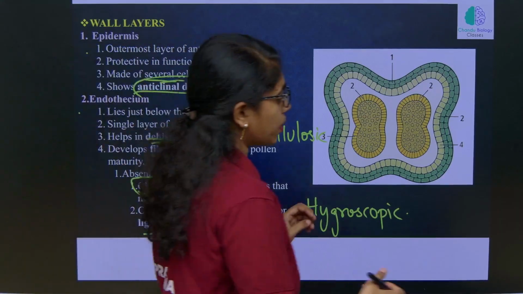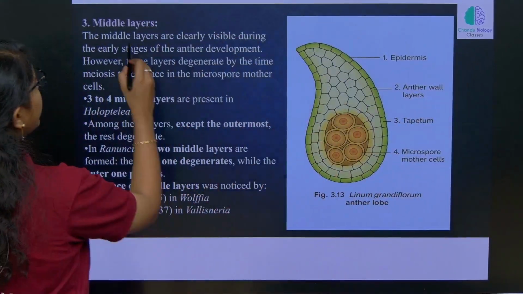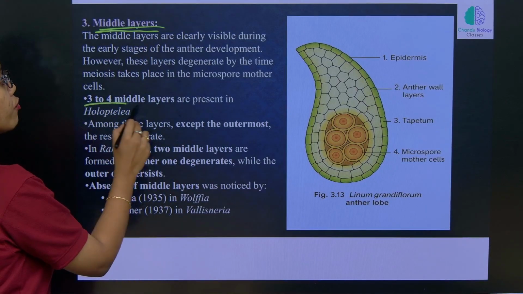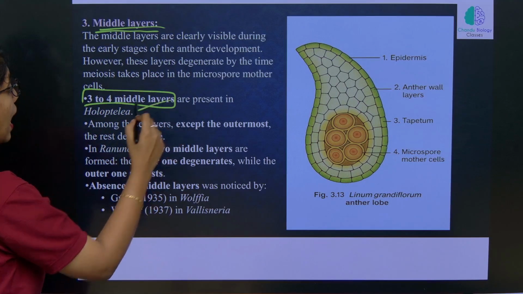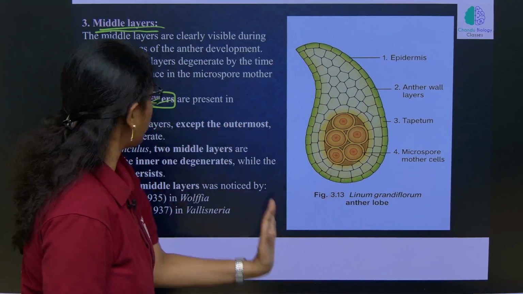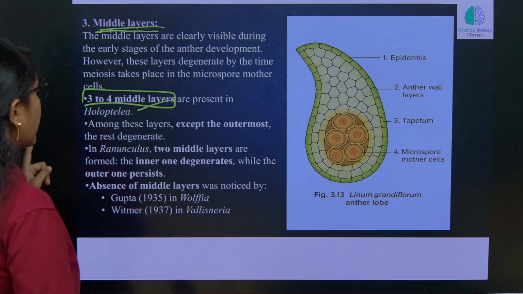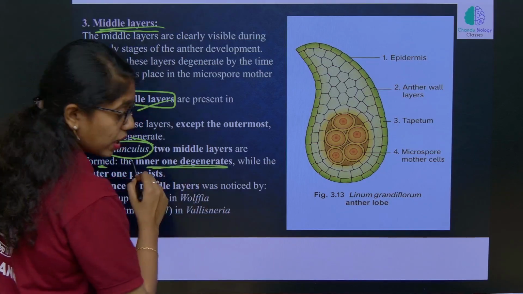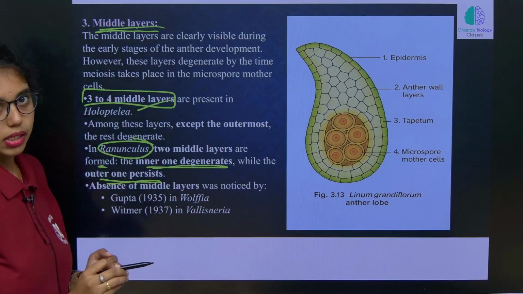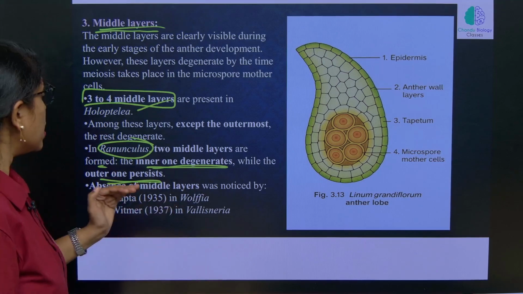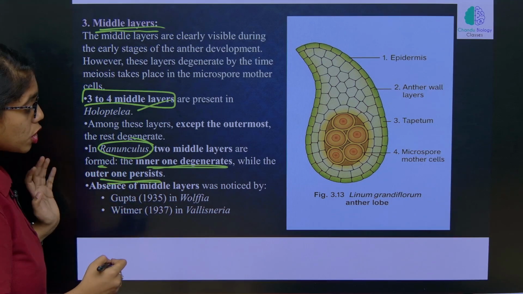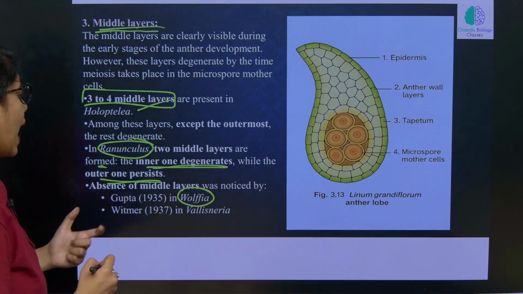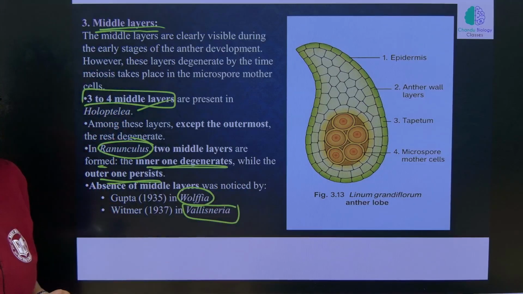And then if you see, middle layers are clearly visible during the early stages of anther development, like 3 to 4 middle layers present in Holoptelea, and among these layers, except the outermost, the rest 3 will degenerate. In Ranunculus, 2 middle layers are formed. The inner one will degenerate while the outer one still persists. Absence of middle layers was noticed in the smallest angiosperms like Wolffia and Vallisneria, which is a hydrophytic plant.